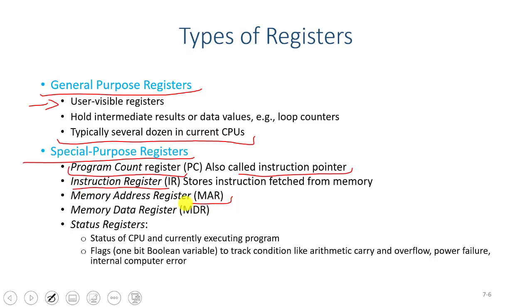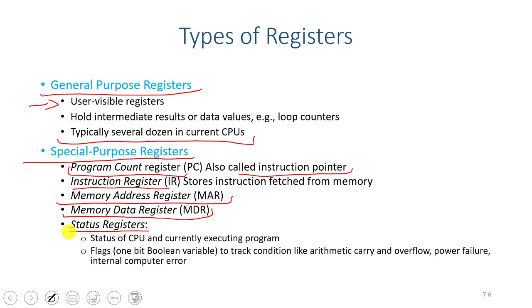Then we have the memory address register. If we want to put an address on the address bus, then that address should be stored in the memory address register. If we want to put data on the data bus, then that will be stored in the memory data register. Finally, we have the status registers, or we call them the flag registers.